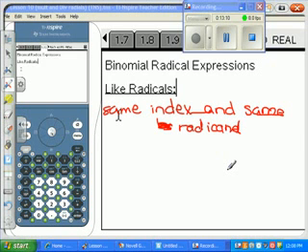Same index and same radican. Well, it's important, so it's good that it's underlined. Same index and same radican. Very important that you have those things.